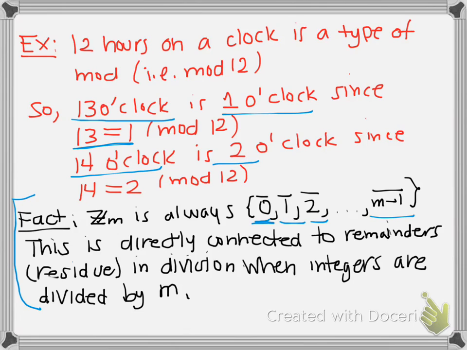Notice in Z3, if you take a number divided by 3, your remainder is either going to be 0, meaning no remainder, 1, or 2. Remember, if you get a remainder larger than 3, that means 3 can go into that number again, so you would have to continue dividing until you get something smaller than 3. That's why Z sub m refers to remainders, and why 0, 1, 2, up to m minus 1 represent the equivalence classes, because it's connected to the remainders.